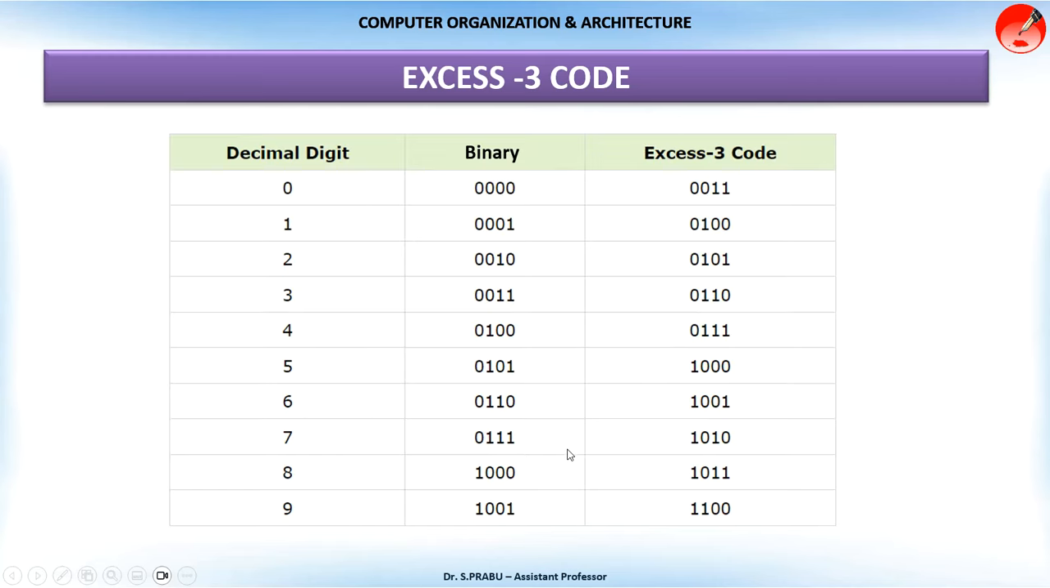Let's see how the XS3 code can be populated. This is the decimal number and the equivalent binary number. Suppose this is the binary number, this is the equivalent XS3 code. So each code has a plus 3 value. If you want to convert a binary number into XS3 code, you just add the value 3 and you get the new code. In the same way, if you want to convert XS3 code into binary, you just subtract the value 3 and you get the equivalent binary code.